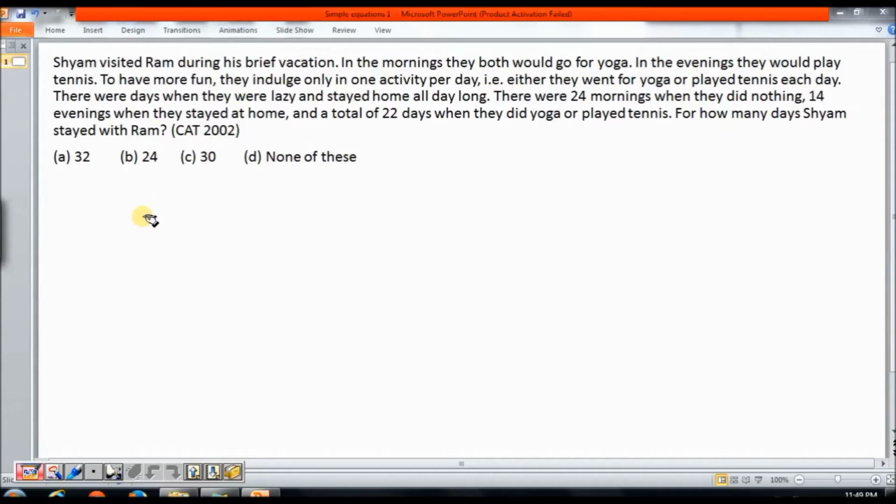Okay, assuming that you have tried the question, let's see how we can solve it. We know that Ram and Shyam stayed for a certain number of days, and that is what we need to find out. Say that number of days is X. Now, before we get into finding the solution, let me build a background.